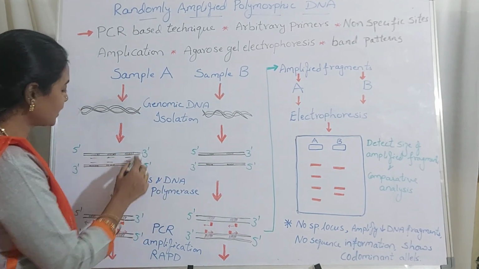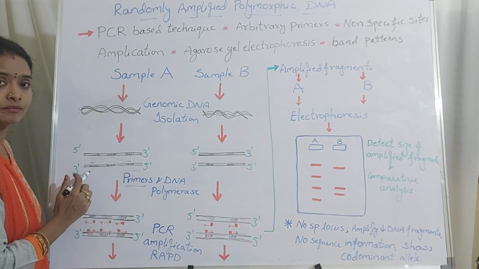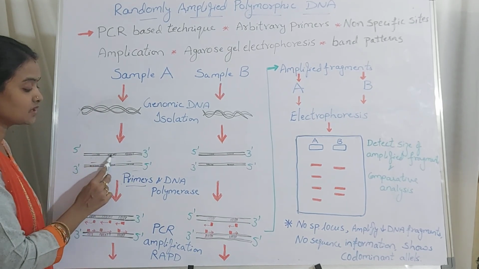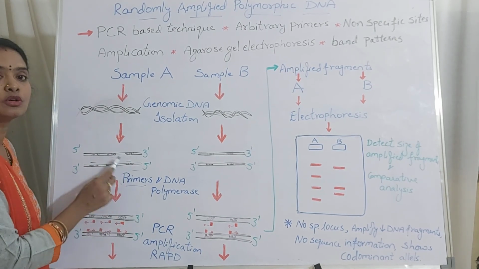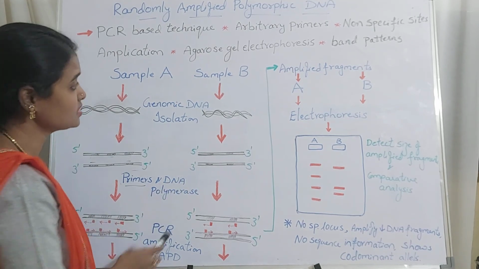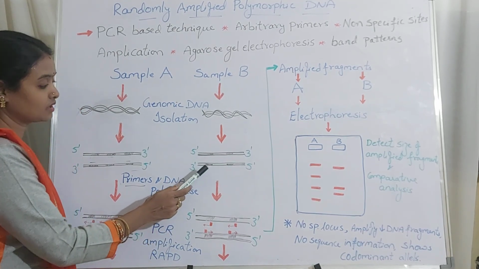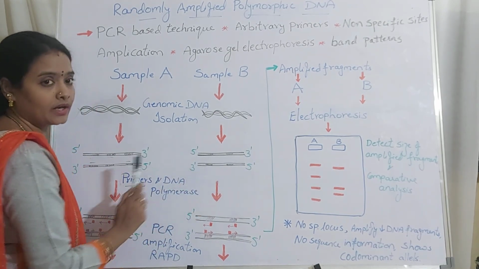In the diagram I have shown how many sites there are for the primers: three sites are present to which your primers will bind. And in the same way, for the sample B genomic DNA, I have shown two sites to which the primer binds.